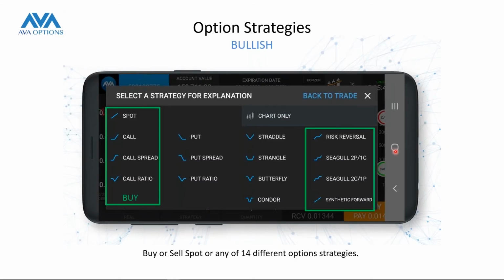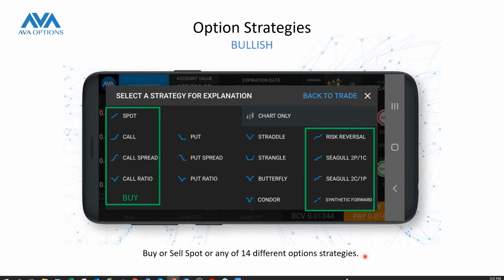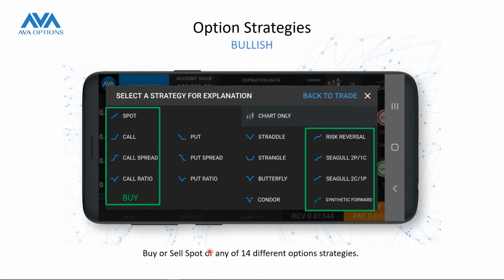Back to here. The other bullish strategies that we have are a risk reversal, seagulls, not the most commonly known trade, and a synthetic forward. So let me just talk about the risk reversal and the synthetic forward here. I am going to keep this presentation to under an hour, by the way.